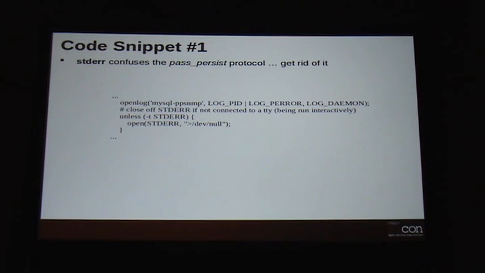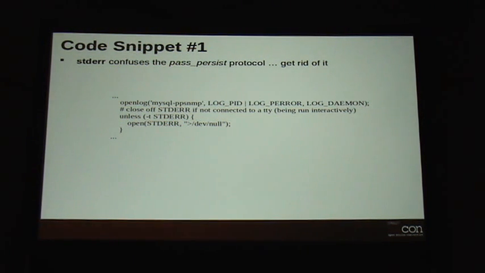So this is basically the code snippet for what I meant by using the standard input and standard output. One of the first things you have to do when you work on the task persist protocol, and this is not only for this agent, but for any agent or module you want to write on your own, is you have to redirect or close the standard error output.